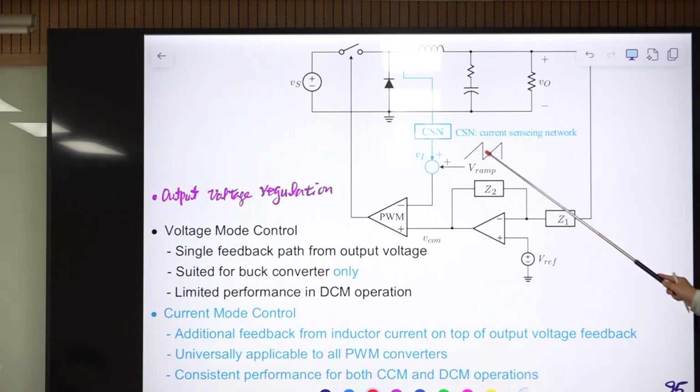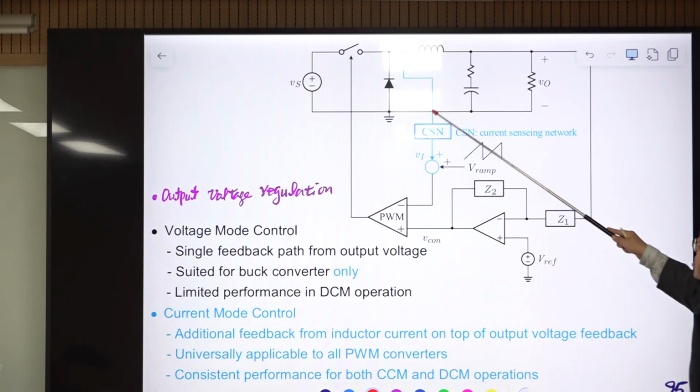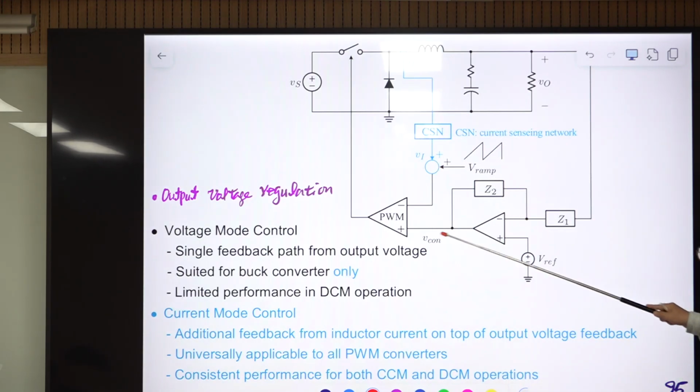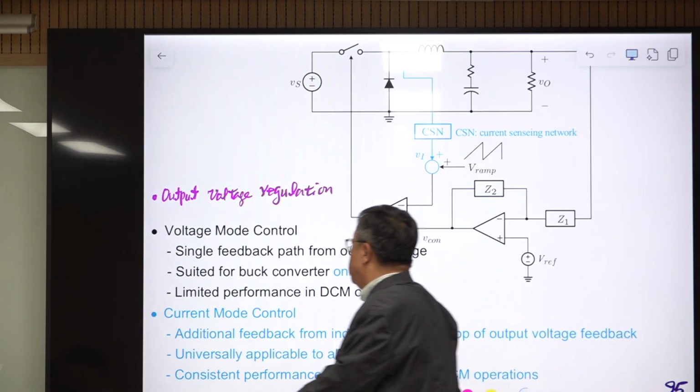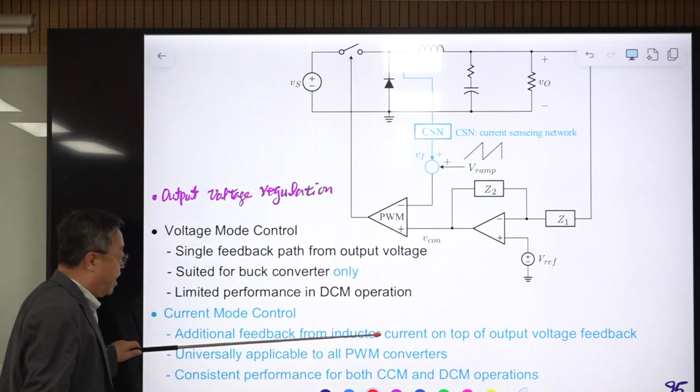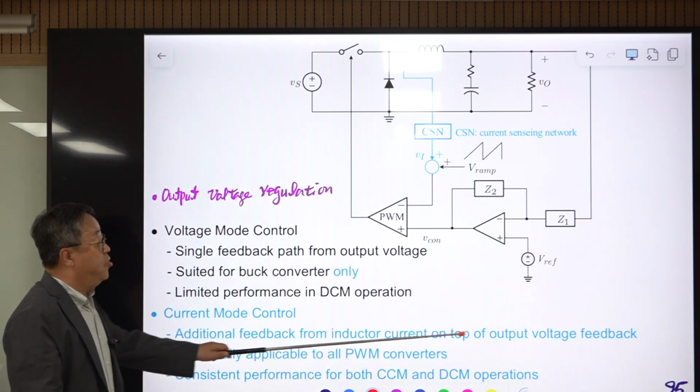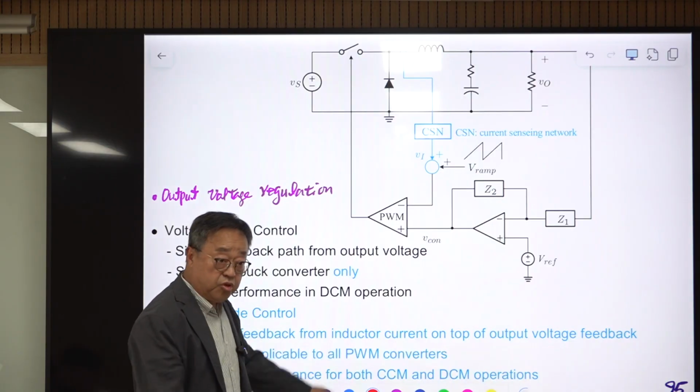So this should be a resistive component, and we add them together, the ramp and Ri coming from this current waveform. They are added together, and the control voltage is coming out of this voltage feedback loop, and the PWM is performed using these waveforms and these waveforms, actually using three waveforms. That scheme is called current mode control. So there is additional feedback from the inductor current on top of the existing output voltage feedback.